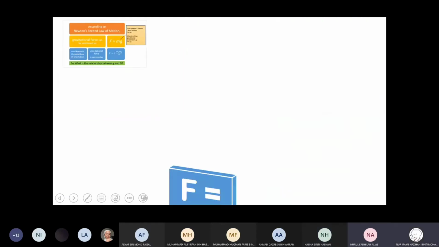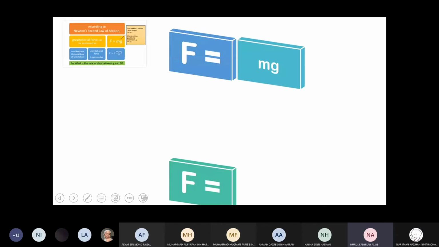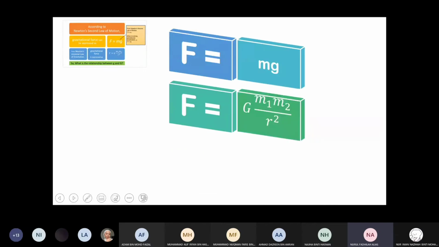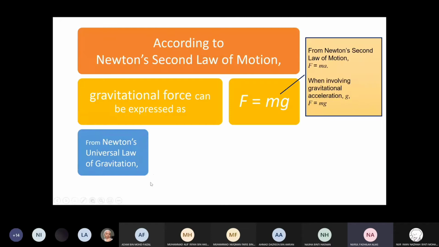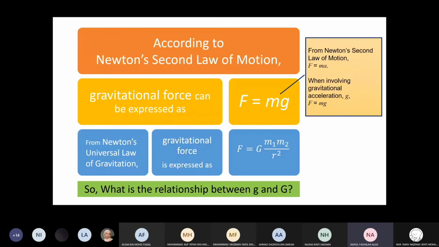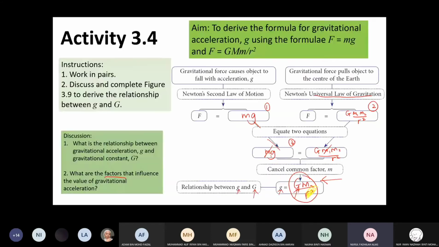Okay. Right. So that's what we did just now. F equals to mg, and then we also learn about gravitational force of universal force, which is G times m1 times m2 over r squared. So daripada dua-dua tu, we get formula of gravitational acceleration. Okay. So itulah menjawab hubungan antara g and G. Okay, next.